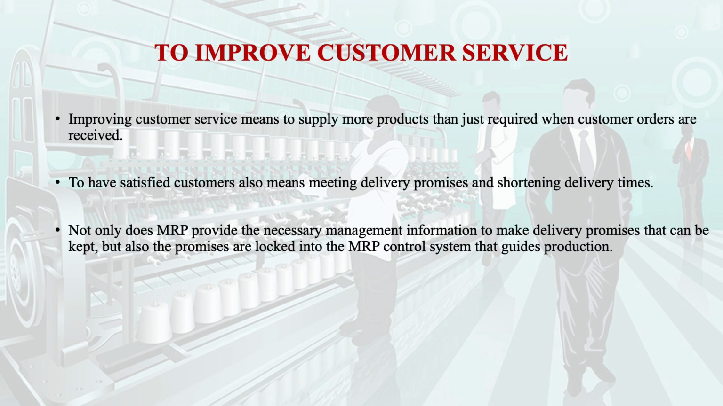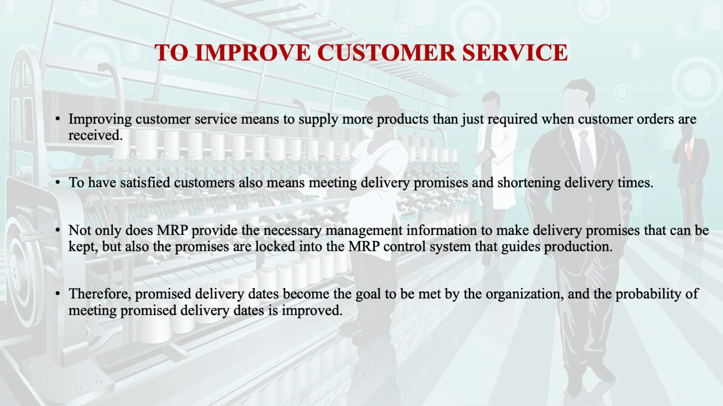Not only does the MRP provide the necessary management information to make delivery promises that can be kept, but also the promises are logged into the MRP control system that guides the production. The most important point is that promised delivery dates become the goal to be met by the organization, and the probability of meeting the promised delivery dates is improved.